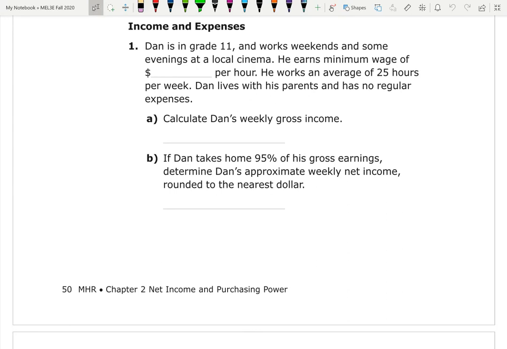So income and expenses. Dan is in grade 11 and works weekends and some evenings at a local cinema. He earns minimum wage of $14 per hour. So I'm going off of the minimum wage in Ontario at this moment, which is $14. He works an average of 25 hours per week. Dan lives with his parents and has no regular expenses. Calculate Dan's weekly gross income.